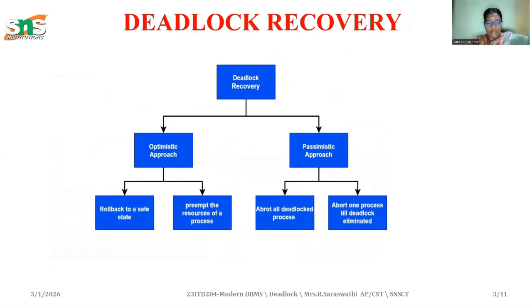Deadlock recovery: the optimistic method and the pessimistic method. These are the two different approaches in the recovery method. In the optimistic approach, roll back and preempt the resources. In the pessimistic approach, abort one process so that the deadlock is eliminated, or abort all the deadlocked processes.